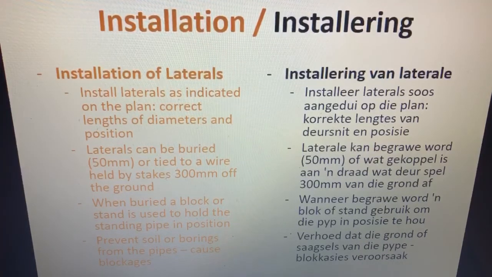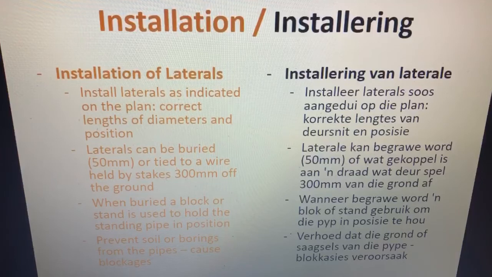It's important to install your laterals exactly as it's on the plan, because you've got certain pipe diameters and positions of your laterals that correlate to the type of emitter that you're using and the volume of water that you want to give. So when it's been calculated that your laterals need to be laid out in a specific way, stick to that. Your laterals can be buried, or they can be connected to a wire, so they'll be in the air, off the ground. When buried, a block or stand is used to hold it in position in a specific area.